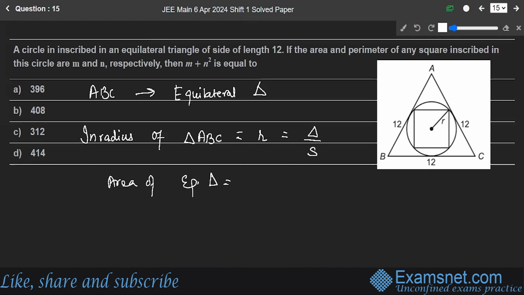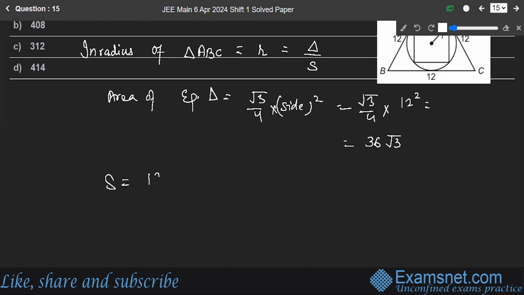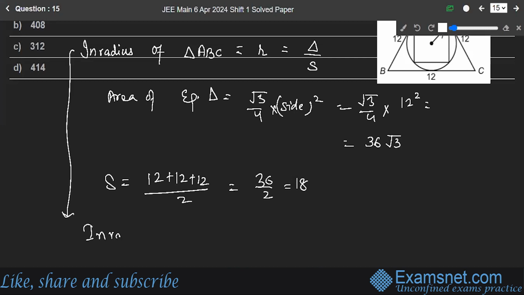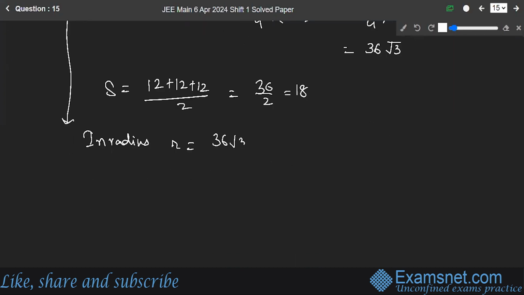Formula: root 3 by 4 into side square. So this is root 3 by 4 into 12 square, which gives me, this will cancel, so this is 3 into 36 upon this. And what is S? S is your semi-perimeter, that is the sum of 3 sides divided by 2. This is 18. So now the inradius R will be equal to 36 root 3 upon 18, which is equal to 2 root 3.